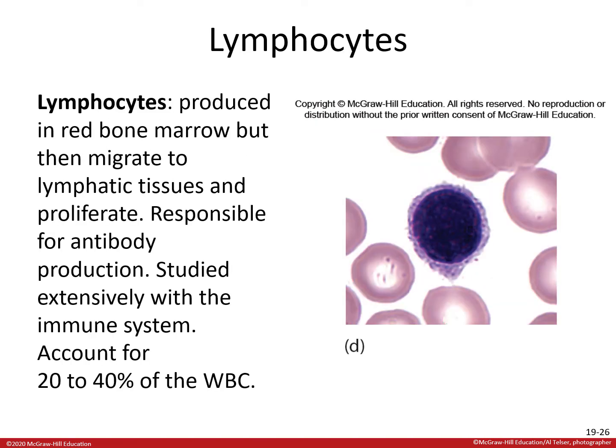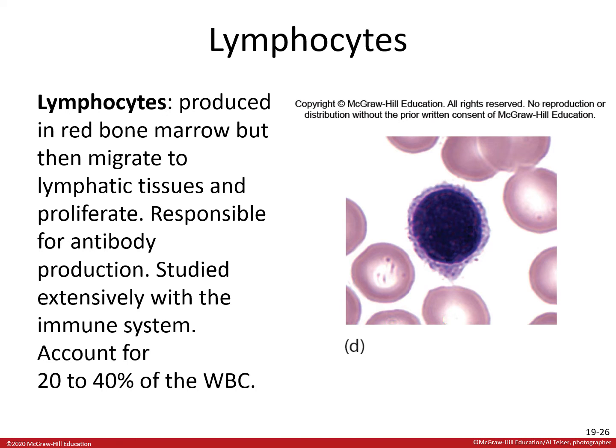All right, next up is lymphocytes. Lymphocytes are going to be produced in red bone marrow, but they are going to migrate to lymphatic tissue and then proliferate. What this term means is that they are going to grow and then multiply in that area. So while lymphocytes are still considered white blood cells, they are more associated with your lymphatic system. But they will kind of go back and forth wherever they're needed. But they are your body's first line of defense.